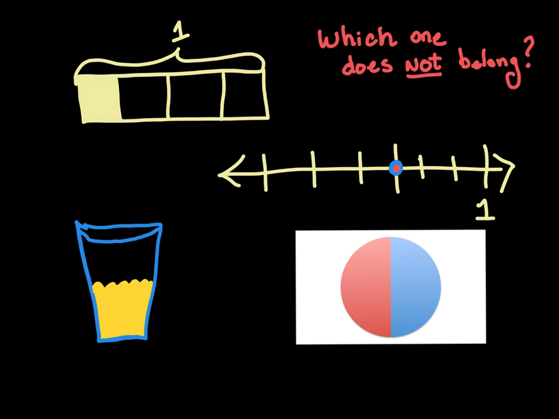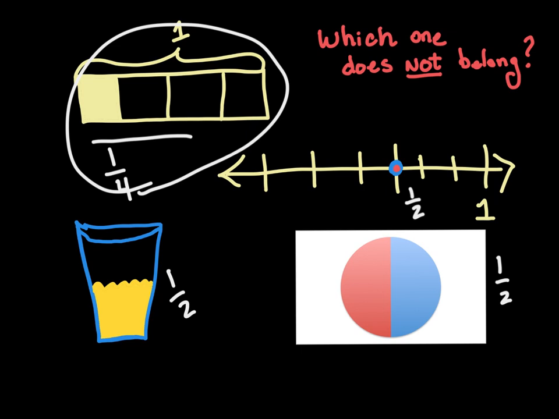You have a tape diagram that's colored in 1. You have a number line with a dot right in the middle. You have a fraction circle here, that's a pie chart, whatever. It's cut right in half. And then you have a half full cup. So which one of these doesn't fit? It doesn't belong in this group? We're going to have to say this one right here, because this represents 1/4. Everybody else is representing a half. So this is the one that does not fit with all the pictures.